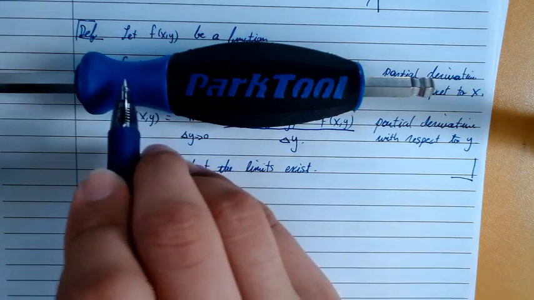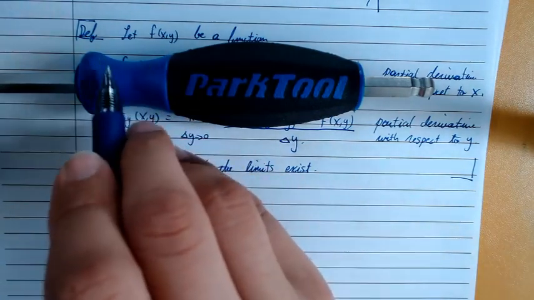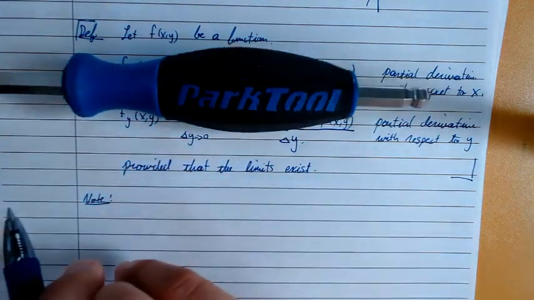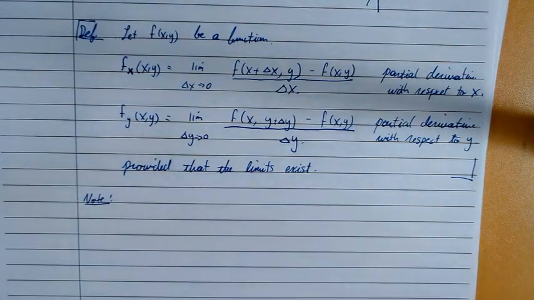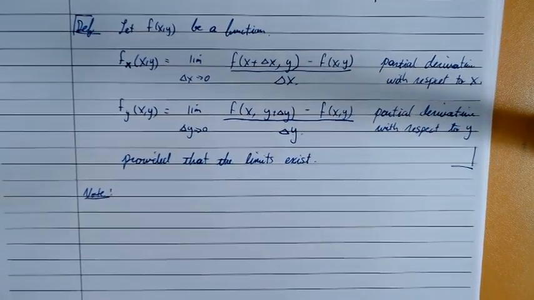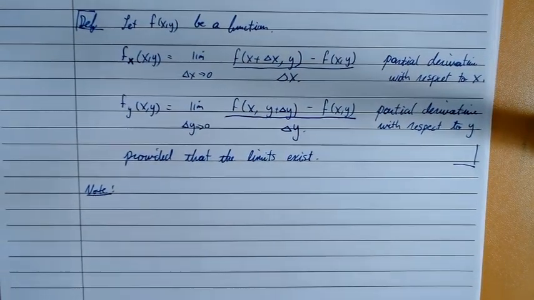What about in between? What about this way? What about this way, diagonally? Can we define those? Yes, we'll talk about those in the next section. We'll talk about directional derivatives. But for now, we're looking at specifically the two partial derivatives.